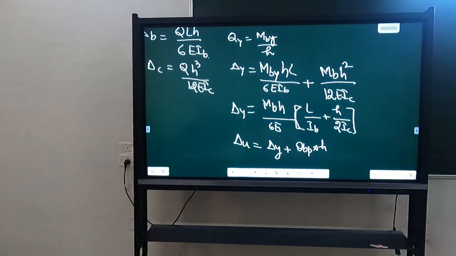QU will be MBU by H using the same equation which we have done earlier. Only thing is that at the hinge, in place of MBY, it will now be MBU. Why are you showing the graph linear? I have assumed it to be elastoplastic. It can be any of the three, depending upon the constitutive law for the beam section. In the beam section, the moment curvature curve is elastoplastic, that is what I have. If it is strain hardening, it will be different. If it is strain softening, it will be different.